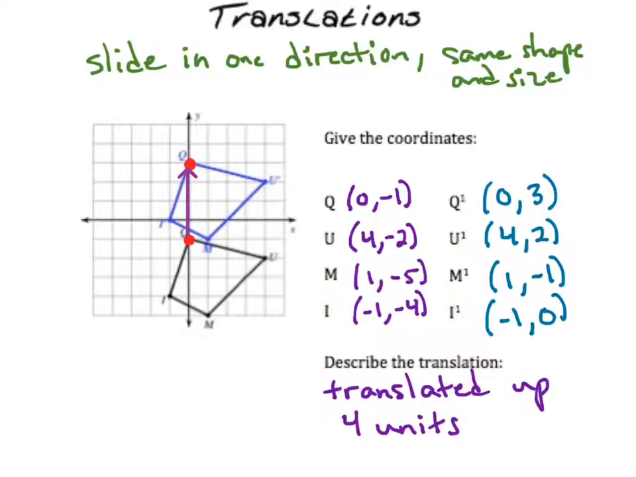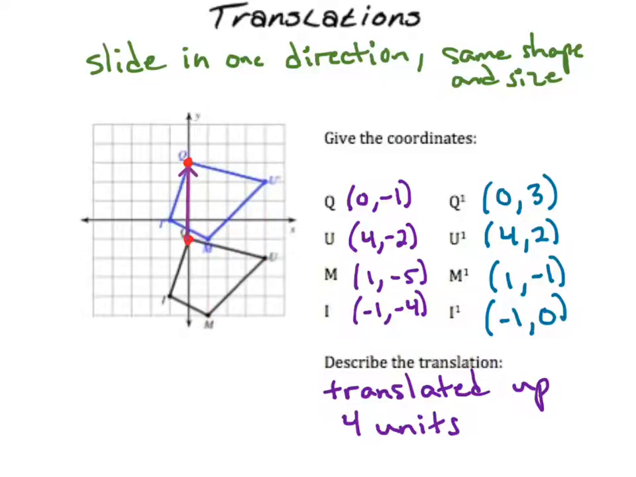And if you notice, every single point did the same thing. Went up 4 units, went up 4 units, went up 4 units. They all did the exact same thing. Okay, that's why it is a congruent figure, and it translated up 4 units. But here's something else I want you to consider.